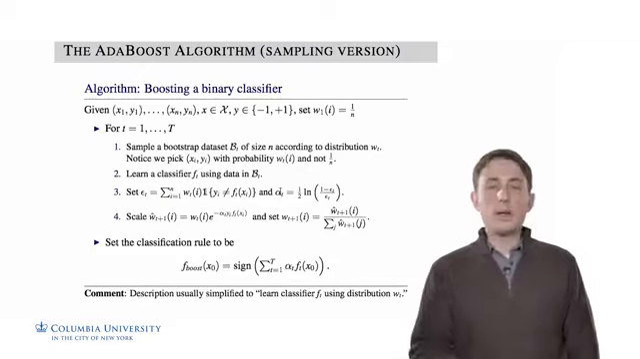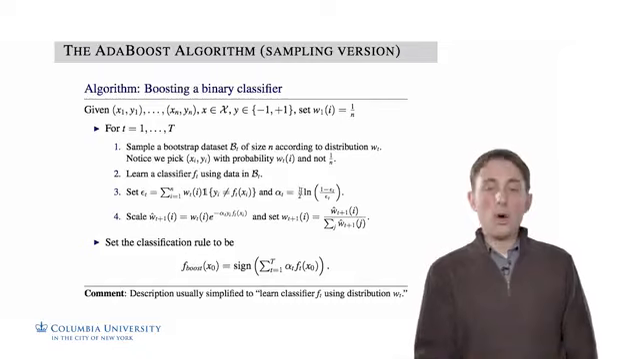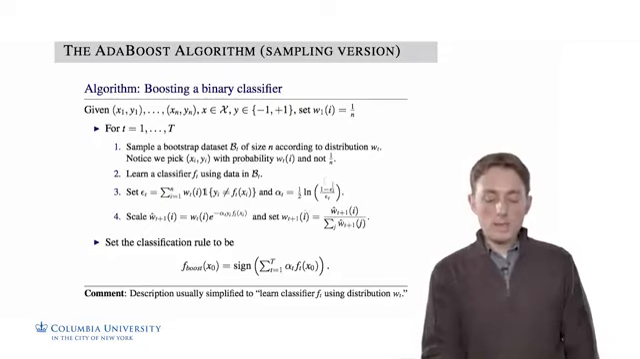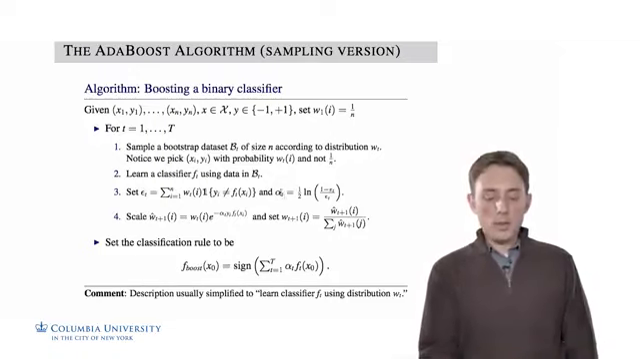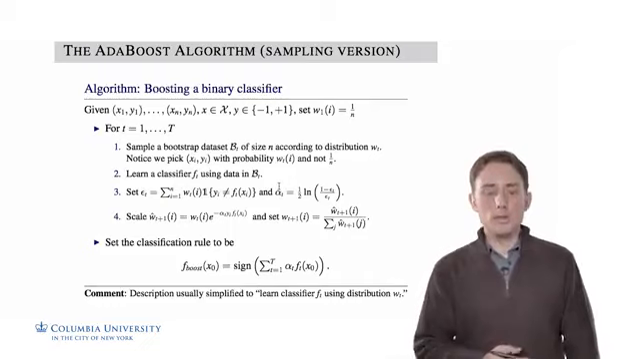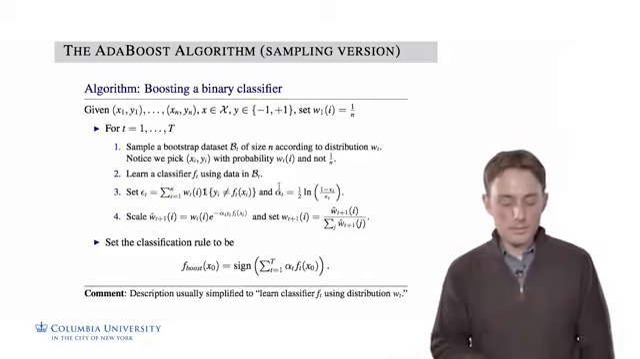Then we calculate this term alpha_t to be 1/2 times the log of 1 minus the error divided by the error. So why this is the case will become clear later. For now, it's important to realize that we take this epsilon that we've calculated, and we then perform this function to get alpha for the tth iteration.